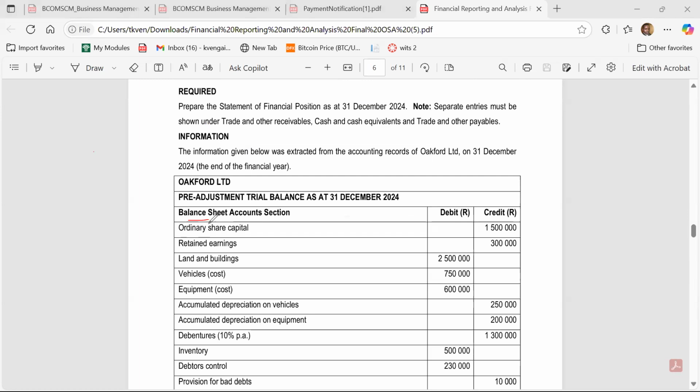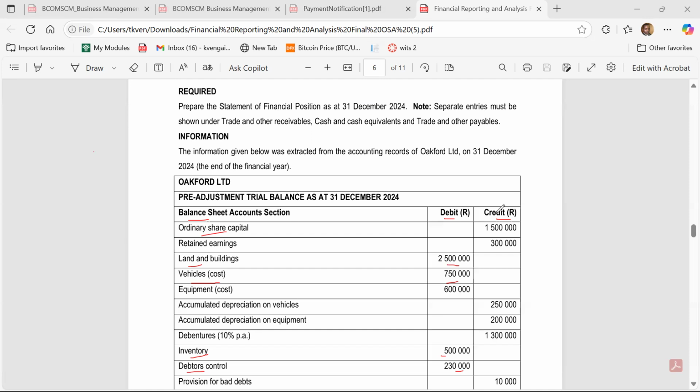You see, balance sheet accounts, land and buildings, you can see how much money is in it. Is it a debit or a credit? Vehicles, how much money is there? Is it a debit or a credit? Inventory, how much money is there? Is it a debit or a credit? Debtors control, how much money is there? Provision. So that's a list of balances.